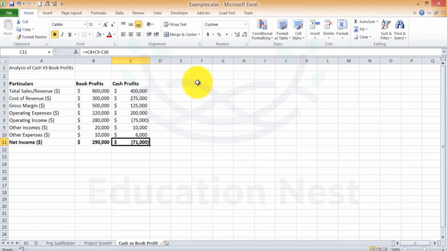So I hope this was clear to you. What's the difference between the cash profit and the book profit? Now we'll just see what is the importance of both these things over here.